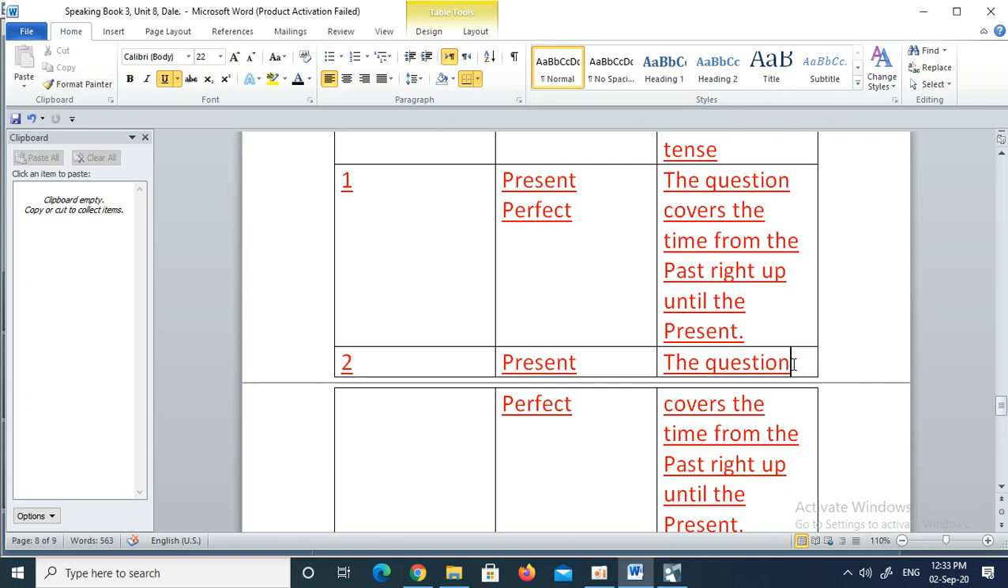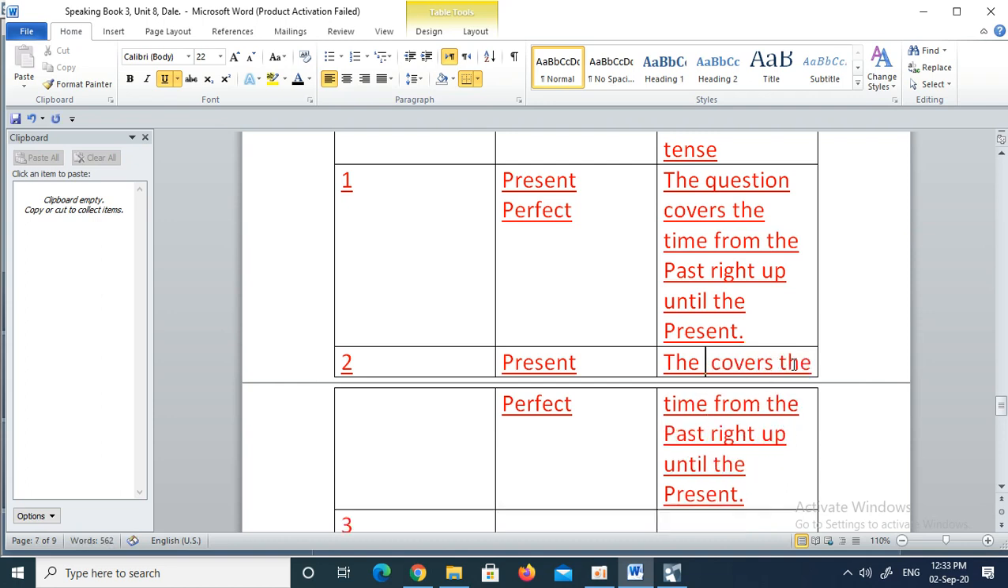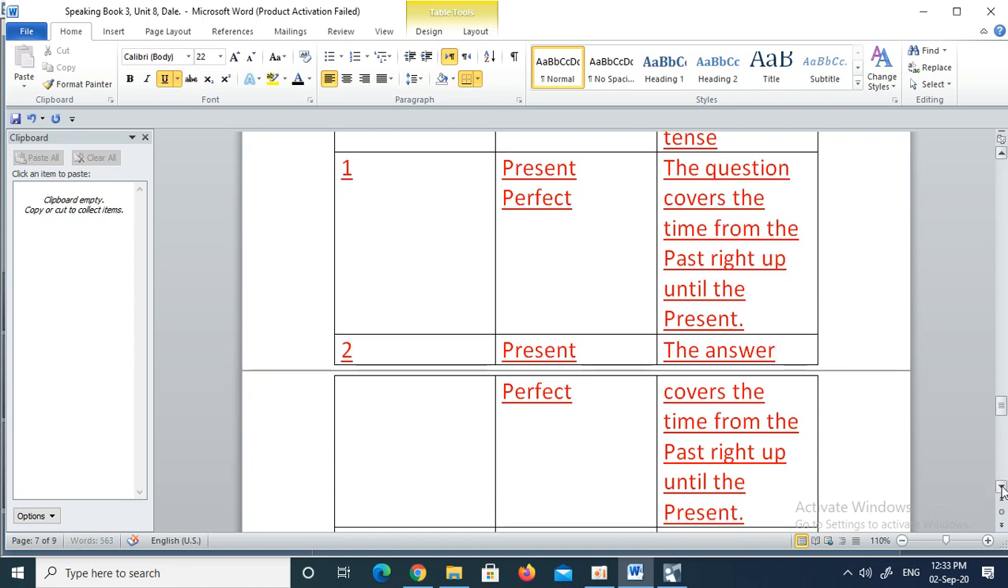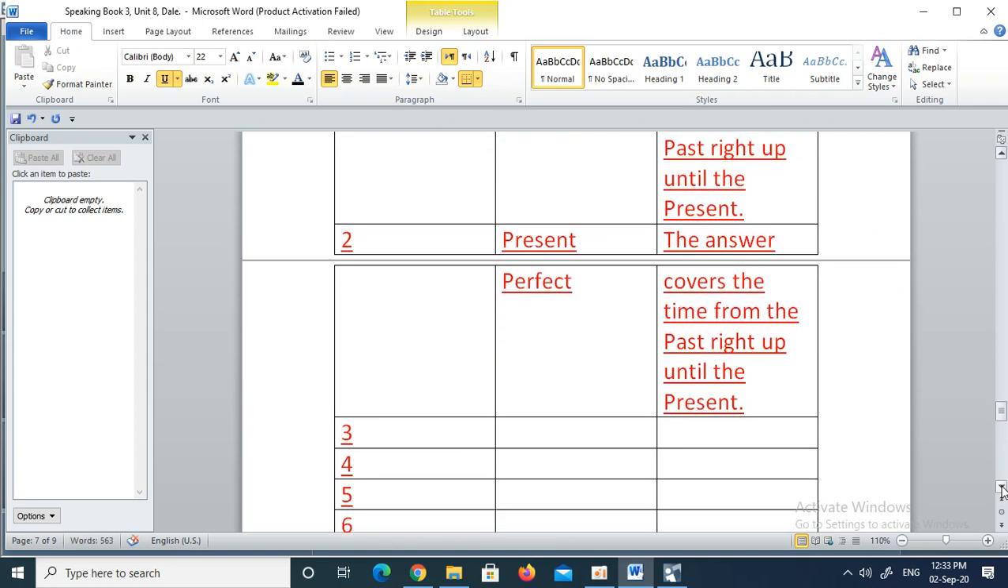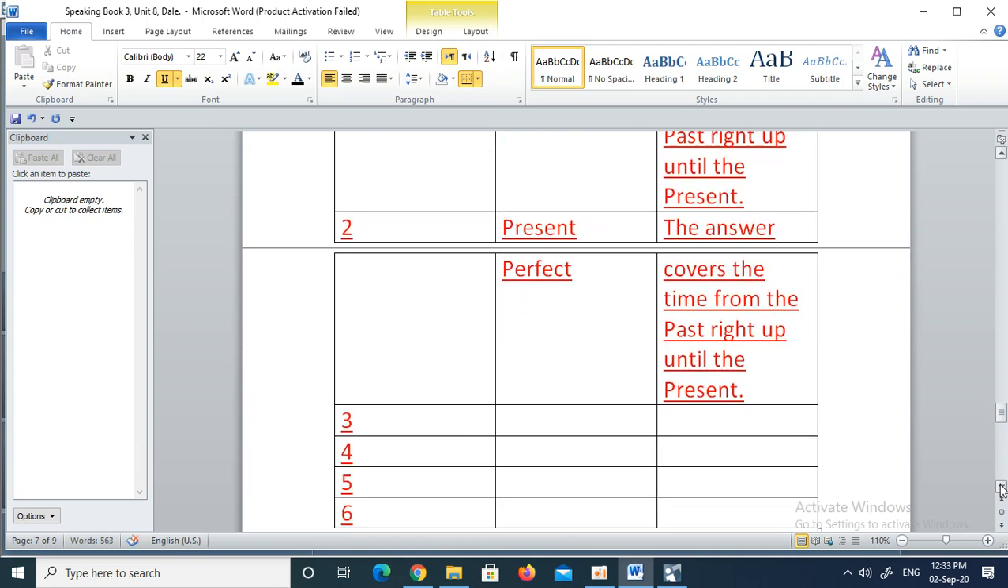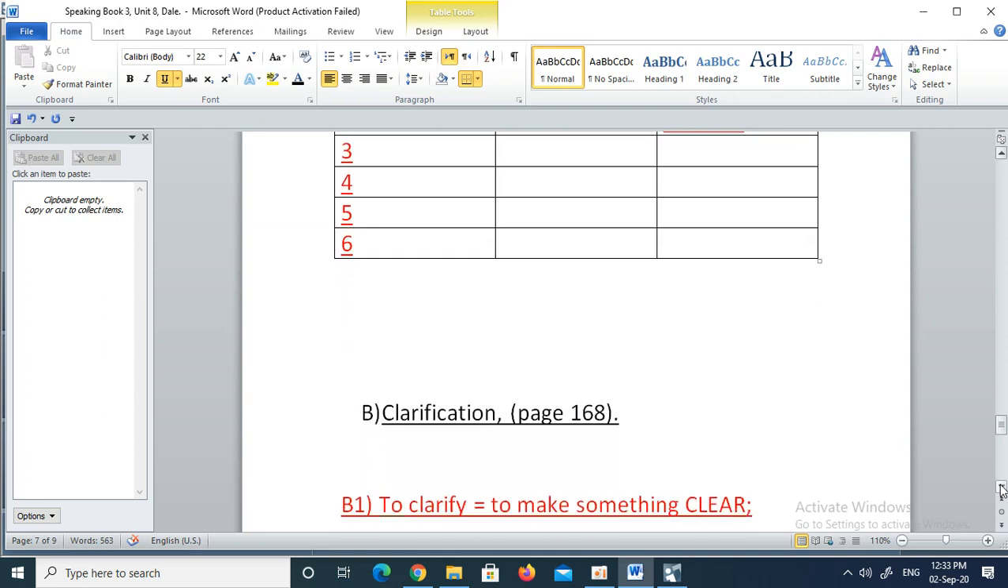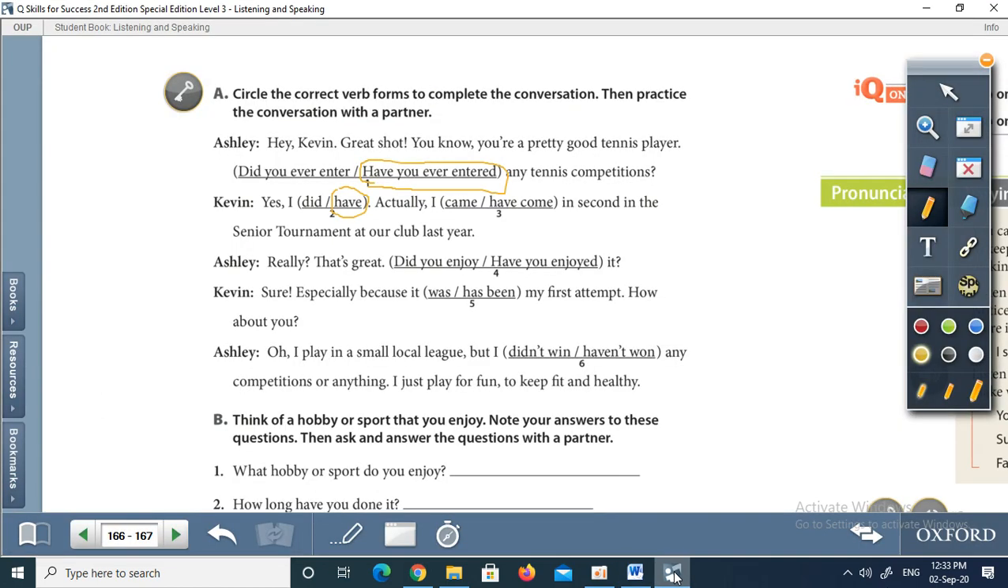The question, number 1, covered the time from the past right up until the present. And the answer in number 2 also covers the time from the past right up until the present. So both of them should be present perfect because you use the present perfect for an action that started in the past and goes right up until the present. All right, yes, I have.